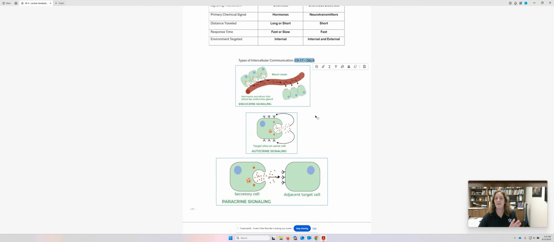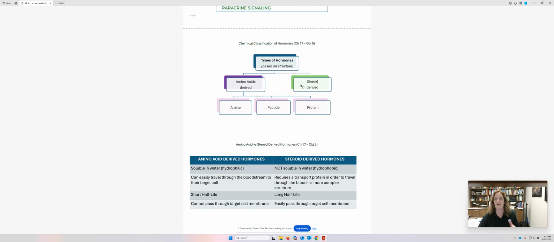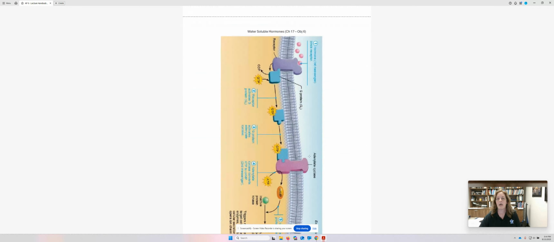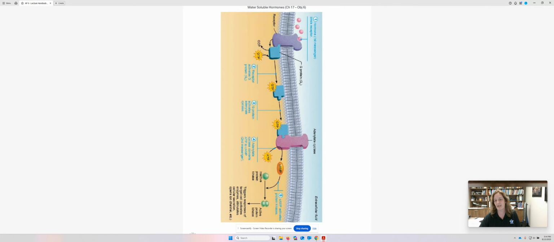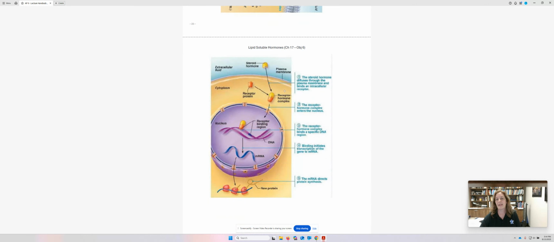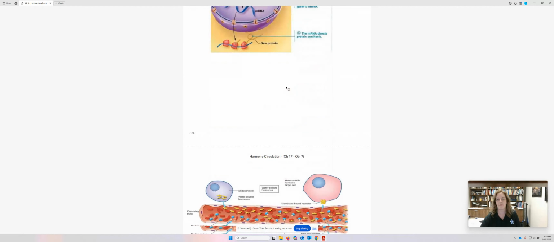Objective 4, these are the different types of intracellular communication picture-wise, so you can see a picture there. This is objective 5, the types of hormones based on structure. More from objective 5, you've got your 2 big categories, your amino acids and your steroids, in table form. Then water-soluble hormones. Definitely this picture here, you should understand what's going on in the picture. We discuss it in the PowerPoint. Again, lipid-soluble hormones. I think this is water-soluble hormones. Yep, and this one's lipid-soluble hormones.